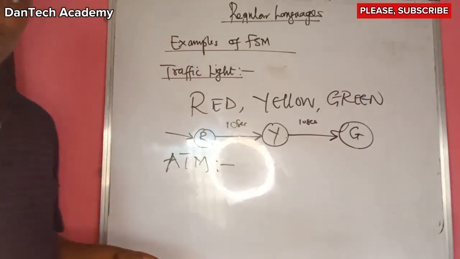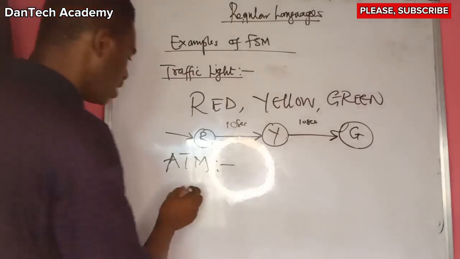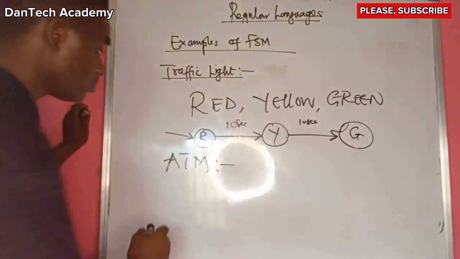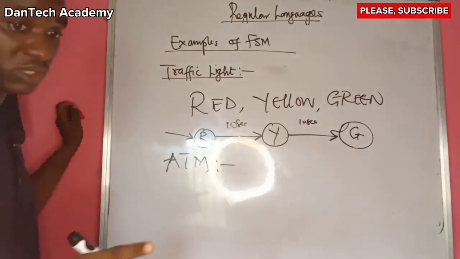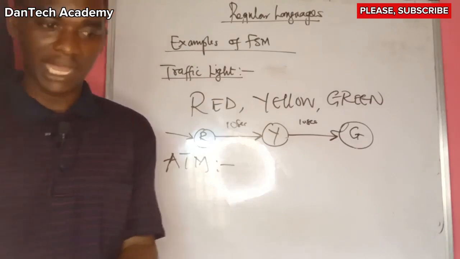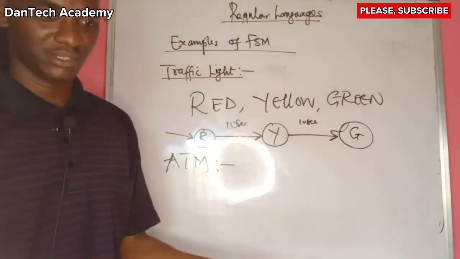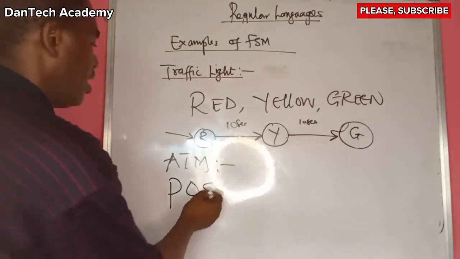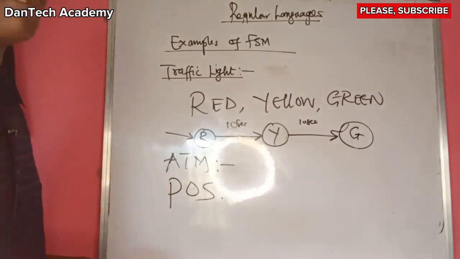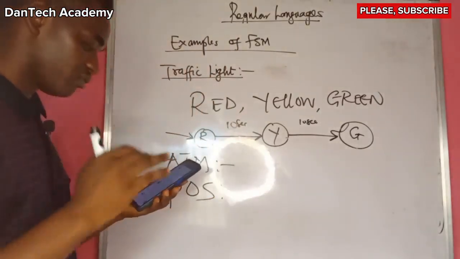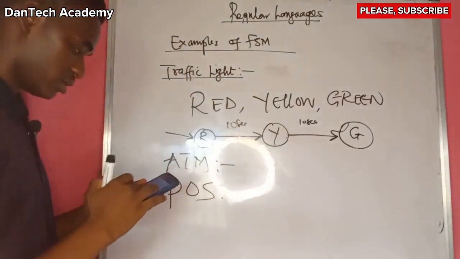So another one is POS. POS is more like a mobile ATM machine. You get it now? So how does this work? For those of us who have been using ATM, let's talk about it now.